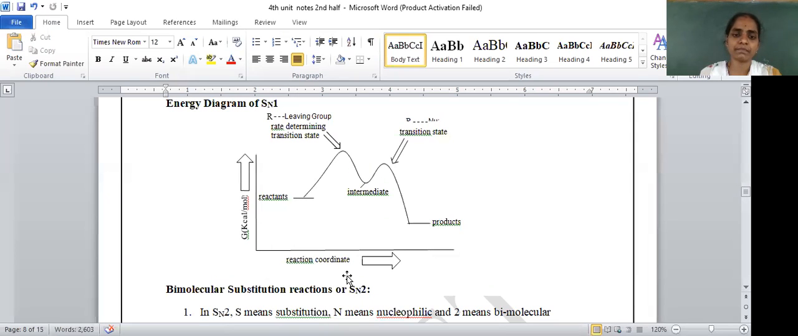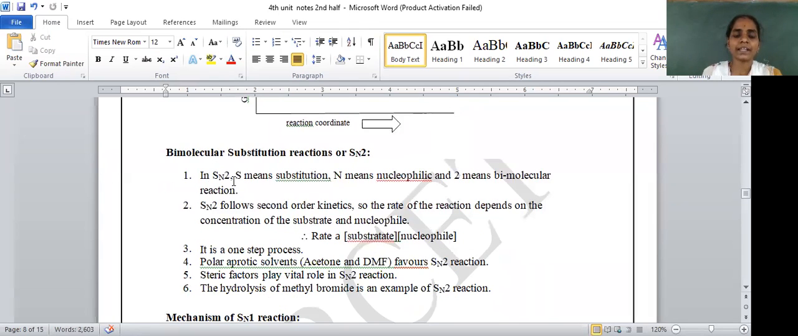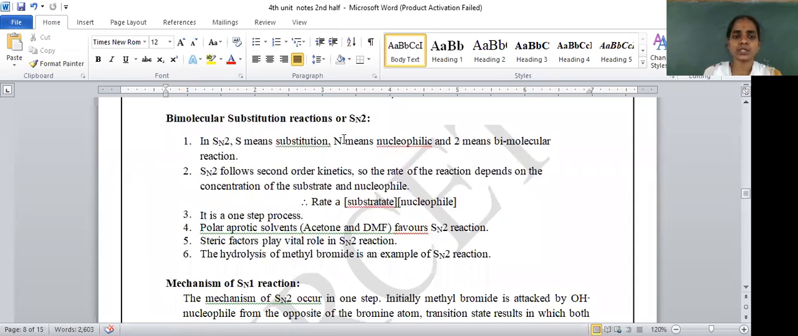This is the graphical representation. On the x-axis I am taking the reaction coordinate and on the y-axis the energy. The reactant first forms the intermediate and then forms the product. Before the formation of the product, there is a transition state where the leaving group departs.